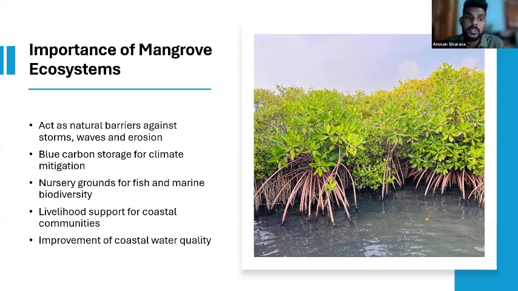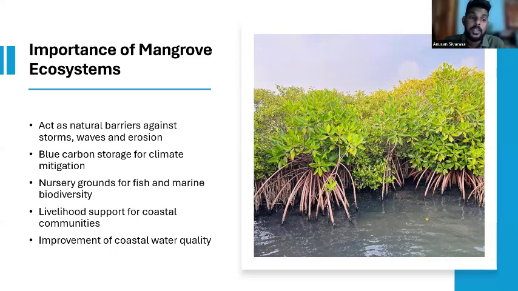The mangrove ecosystem also serves as blue carbon storage for climate mitigation. As we know, nowadays the world is facing the adverse impacts of climate change. This ecosystem can help mitigate it, because one of the causes of climate change is that most of the greenhouse gases are being emitted into the atmosphere. These plant species can absorb more carbon dioxide from the atmosphere, and they can store the carbon in their biomass, or in the soil as carbon sequestration.